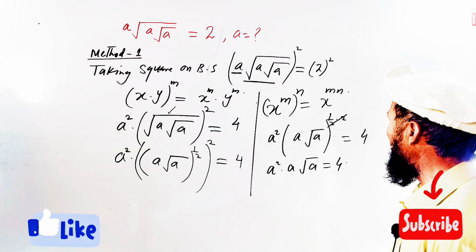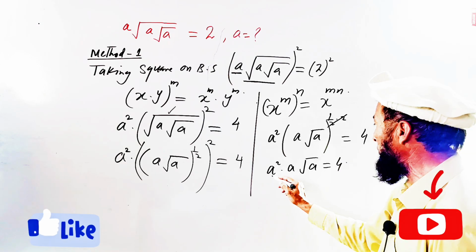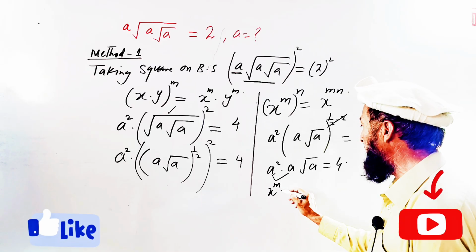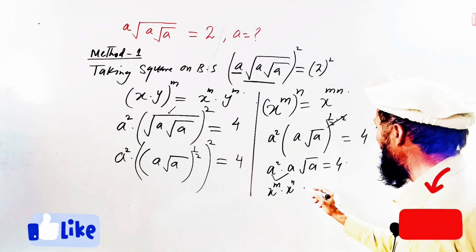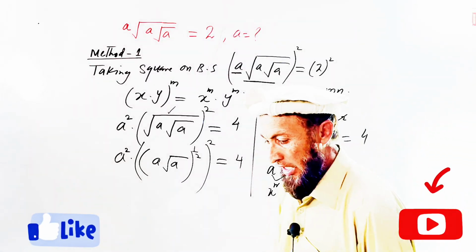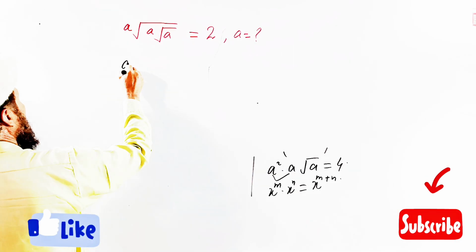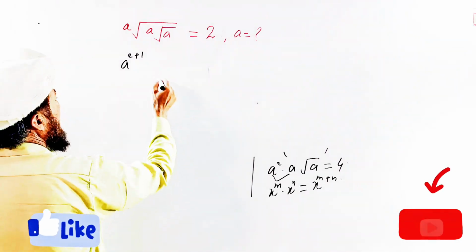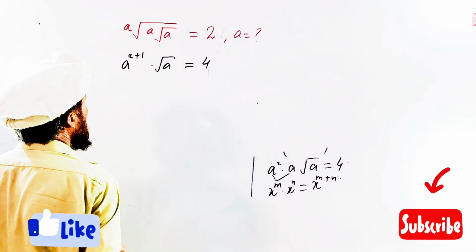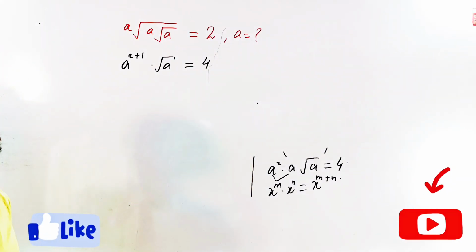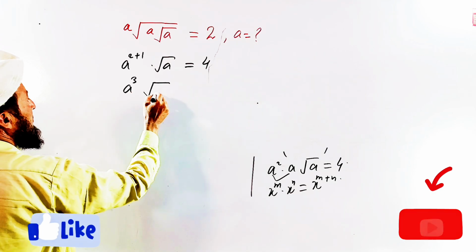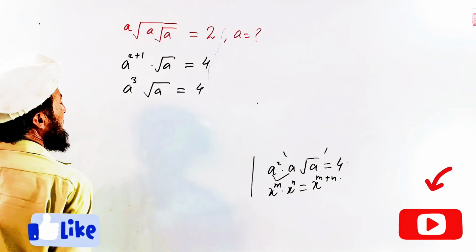If we take squaring again on both sides, we can also apply the exponent rule in the case of multiplication, x to the m plus n. According to this rule, we add their exponents: 2 plus 1, and a square root is equal to 4. Now if we add their exponents, we get a cube times a square root is equal to 4.